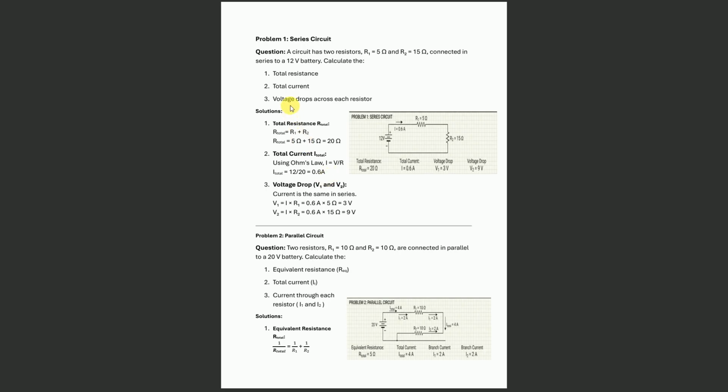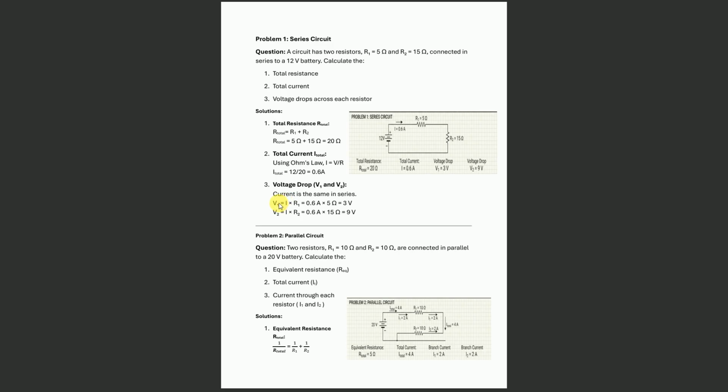Now we also have to find the voltage drop across each resistor. The voltage drop across resistor R1 we can say will be equal to V1, and the voltage drop across resistor R2 will be equal to V2.